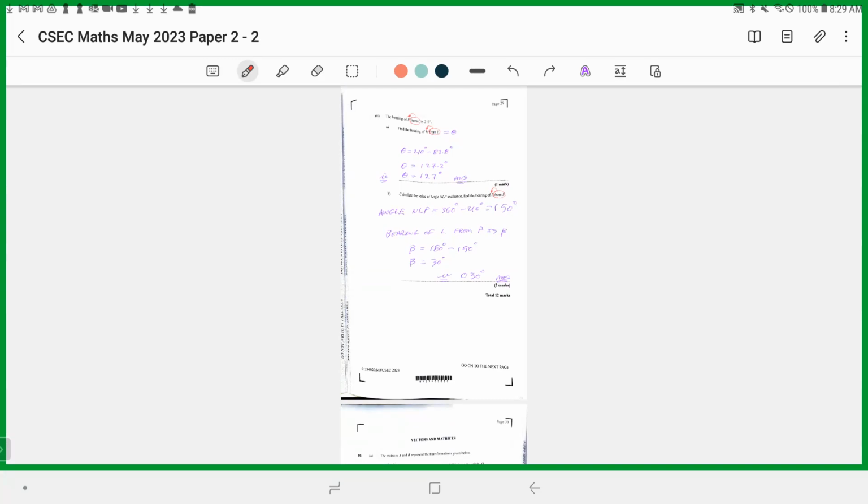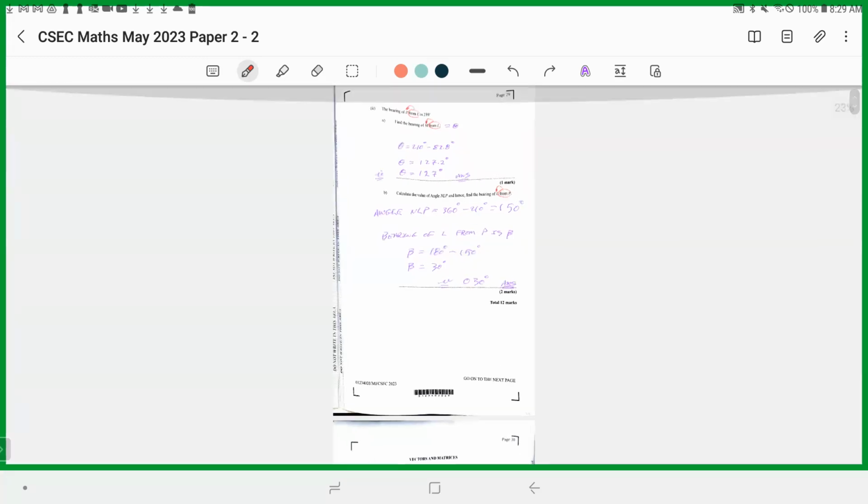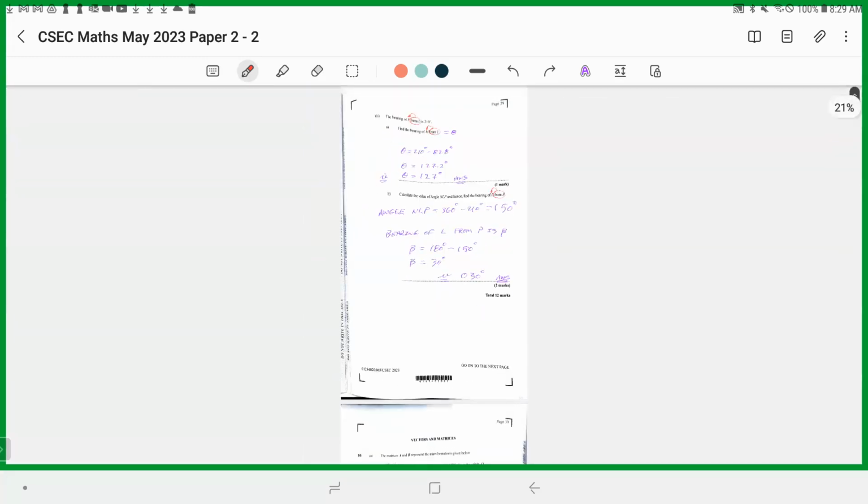Even though I expect that we're going to have a repeat paper, maybe in some regions where there was no leak. CSEC will investigate and decide whether or not there exists the need to set another paper, which I think is what will happen. So we might have another 2023 paper to work on. That will be fun. The more papers we have to practice from, the better we get.